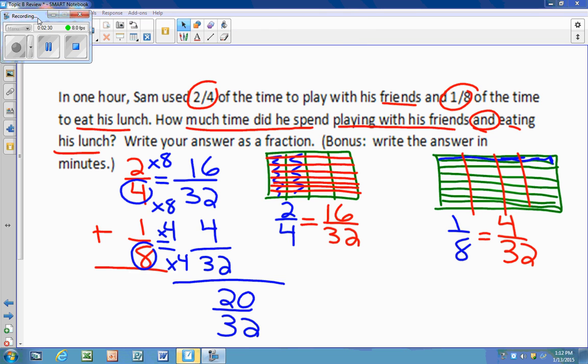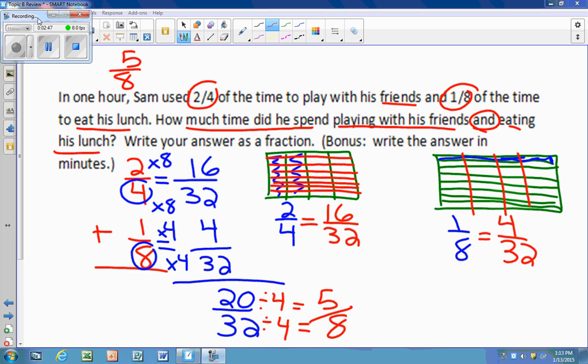And of course we have to simplify. I notice I can divide this by 4. If you want to divide it by 2, you can, but then you'll have to simplify again. And I end up with 5/8. And so my answer is that he spent 5/8 of his time. And that's how we figure out how much time he did that.